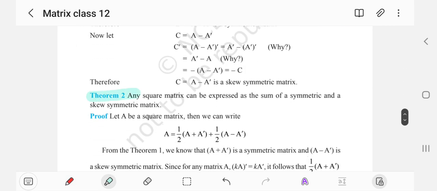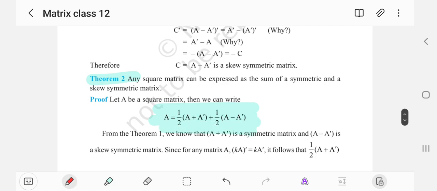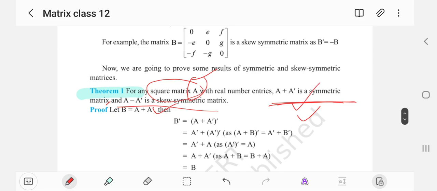Another theorem, and it is a very important theorem, says that any square matrix can be expressed as the sum of a symmetric and a skew symmetric matrix. Now this is important. Why is it important? I have explained to you that if I have some matrix A, it can be symmetric, it can be skew symmetric, or it can be neither symmetric nor skew symmetric. But each and every square matrix can be expressed as the sum of a symmetric and a skew symmetric matrix. Why are we able to have this? Because of this theorem.